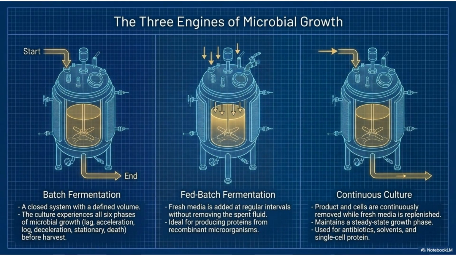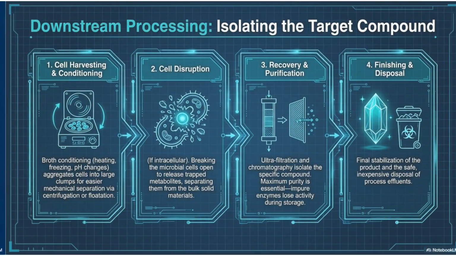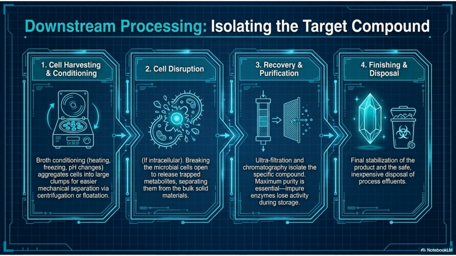Microbial growth in the fermentation core is driven by three primary methods: batch fermentation in closed systems, fed batch, where media is added incrementally, and continuous culture, which maintains a steady-state growth phase. Downstream processing is all about isolating the target compound. This process includes harvesting the cells, disrupting them, purifying the desired product, and finally, stabilization and disposal of waste.